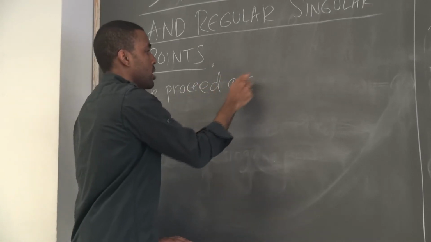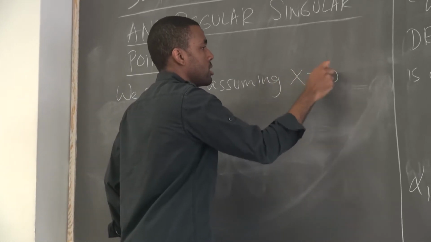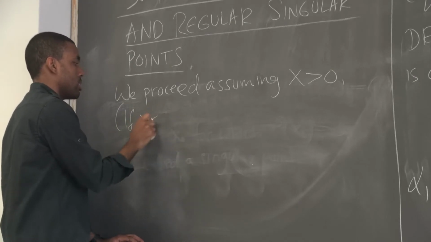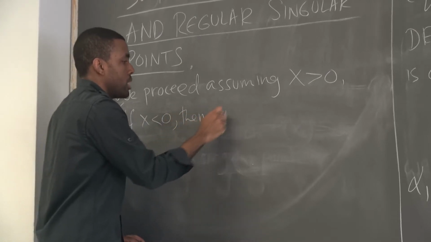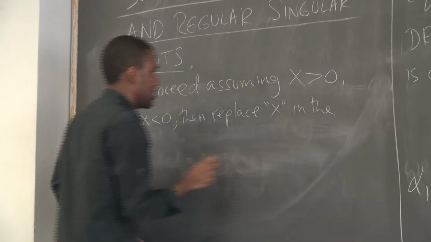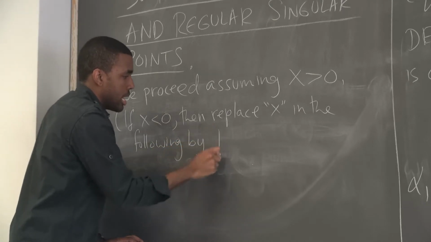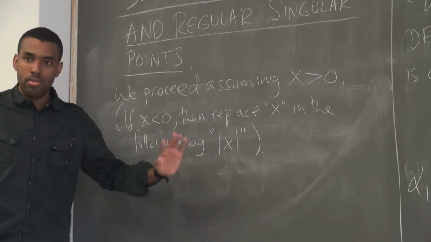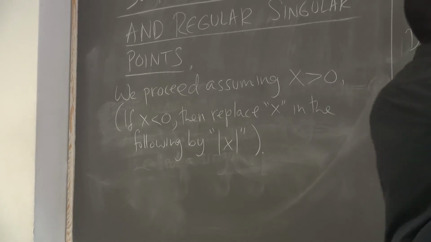We proceed assuming x is greater than 0. If x is less than 0, don't worry too much. All that means is that you replace x in the following by the absolute value of x. So if your x is negative, replace all your x's with the absolute value of x. It'll fix everything. But let's assume x is positive, so we can just keep writing x.